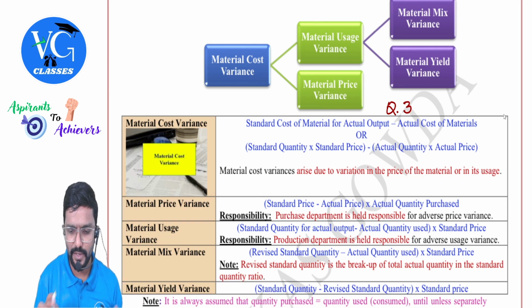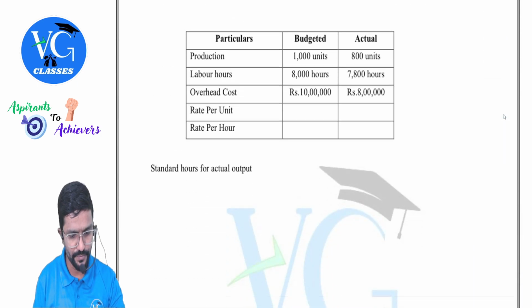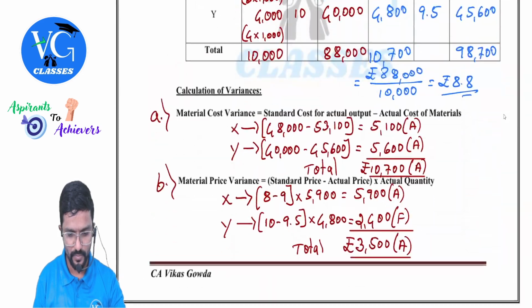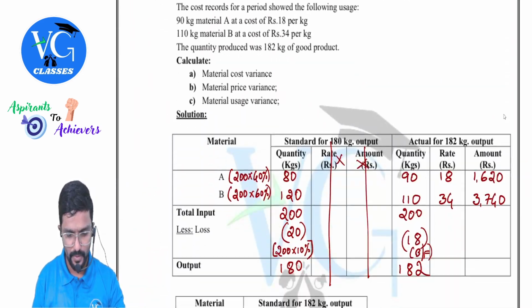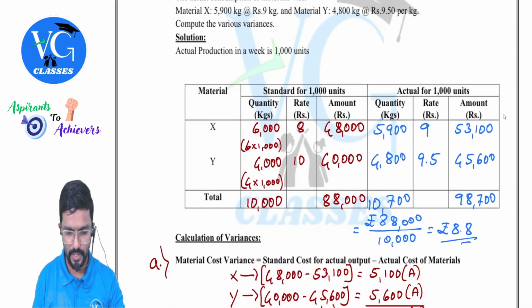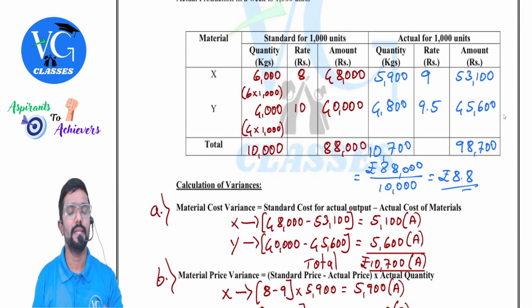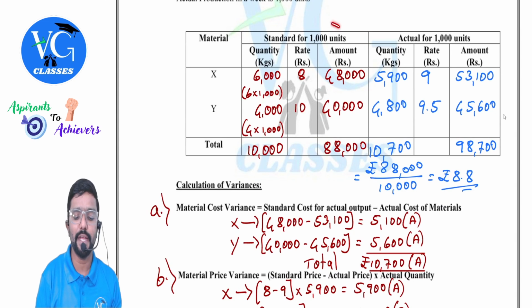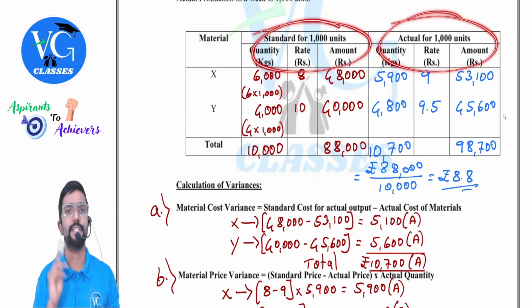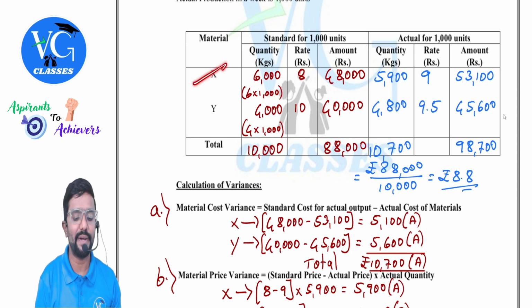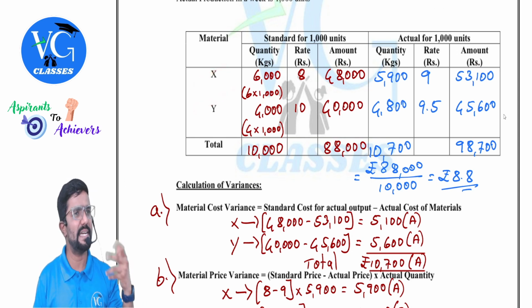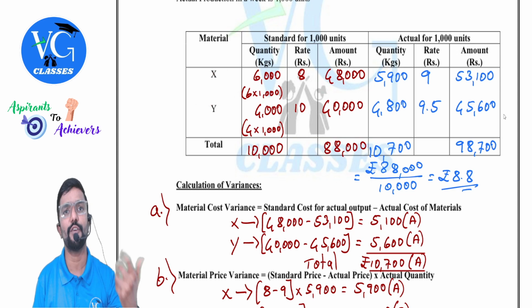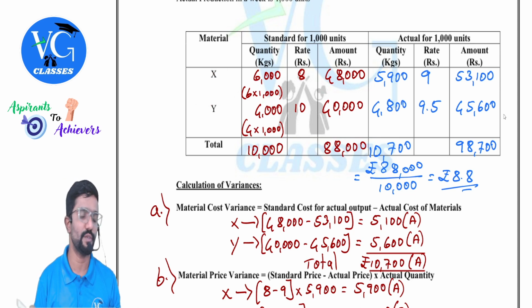Even though they have asked you to calculate the variances, draw a table. Sir, what kind of table you are talking about? Let me show you. Like this. The table which is showing you the data about the standard and actual. Clear? Normally, the number of materials will be given, guys, like X, Y, Z, and all.